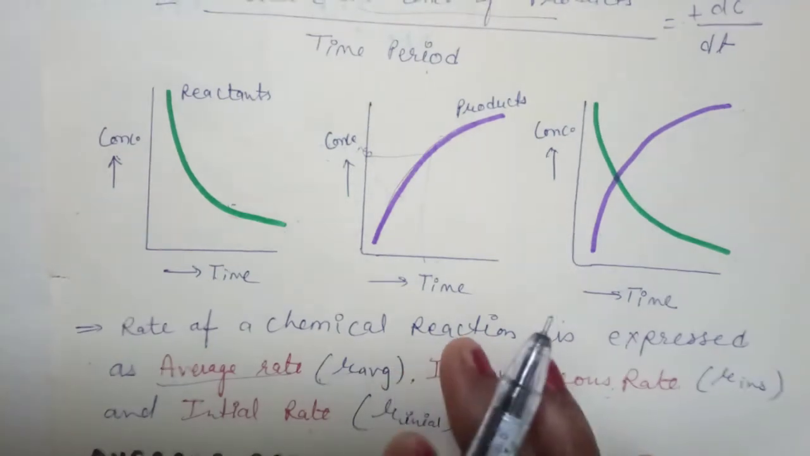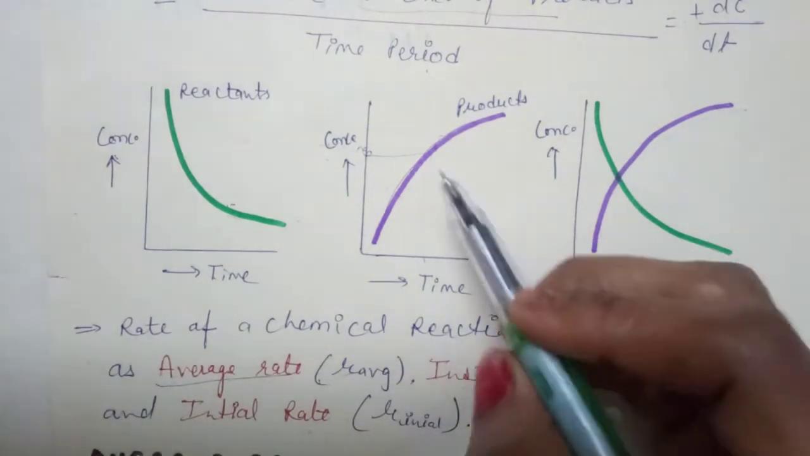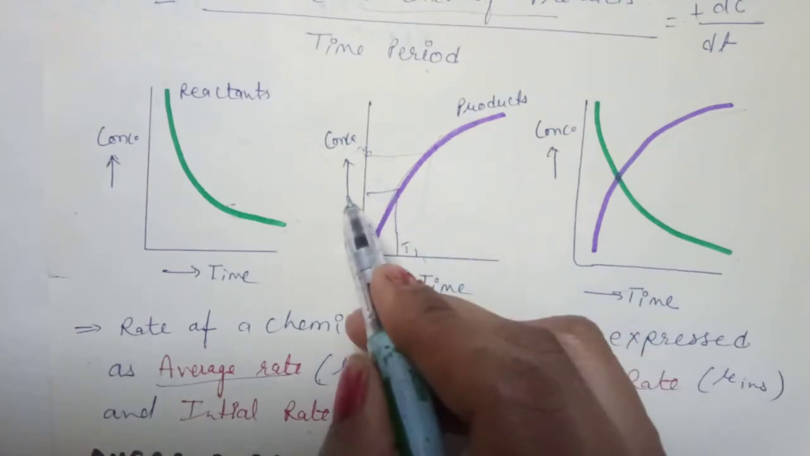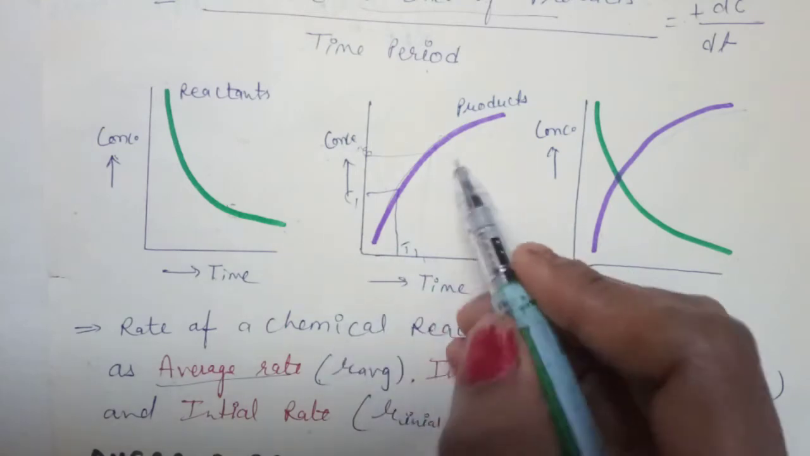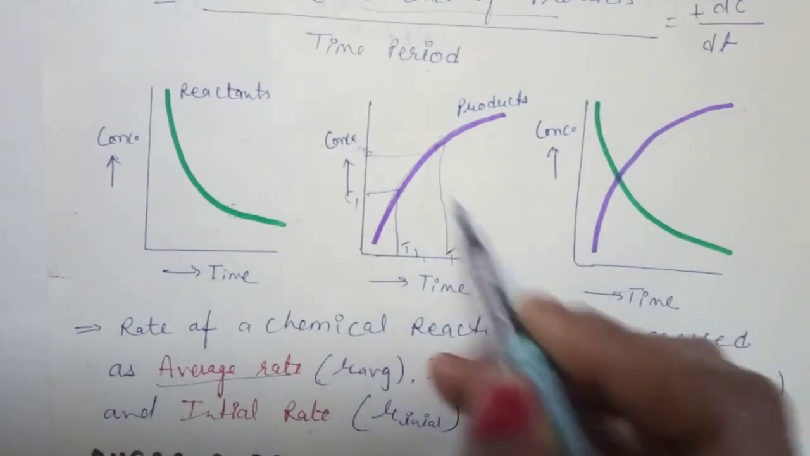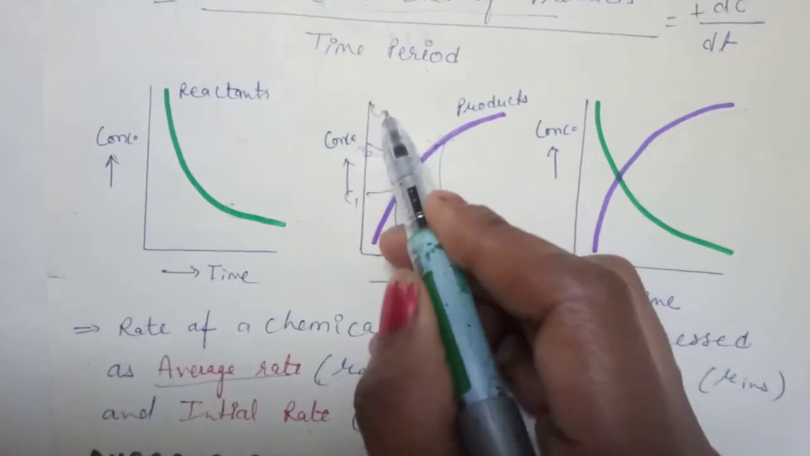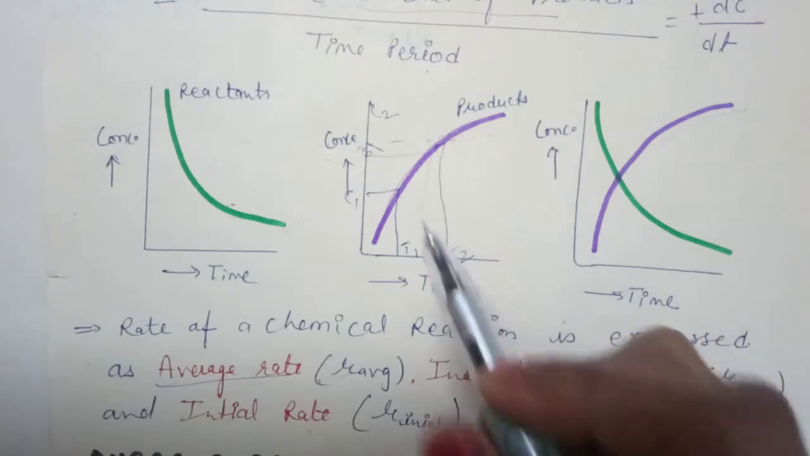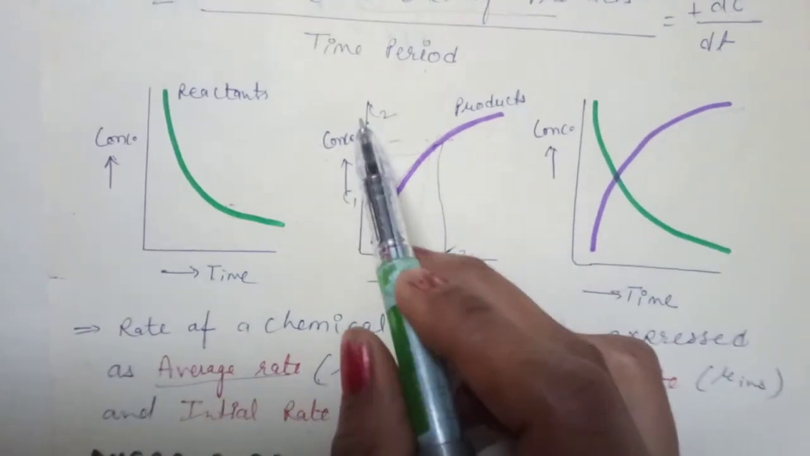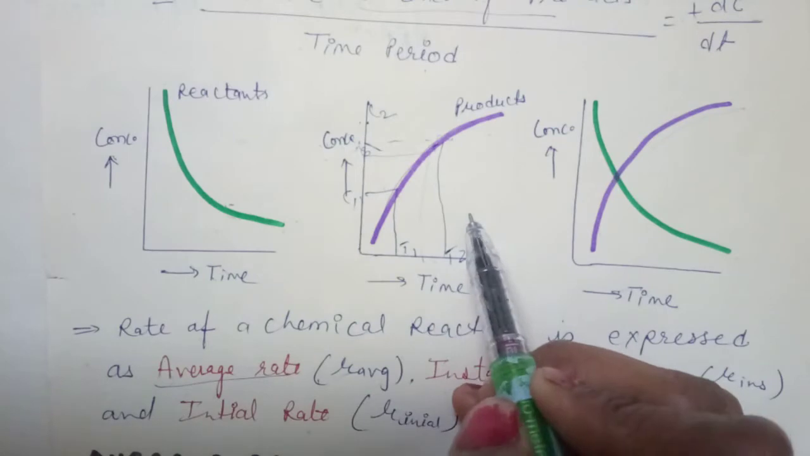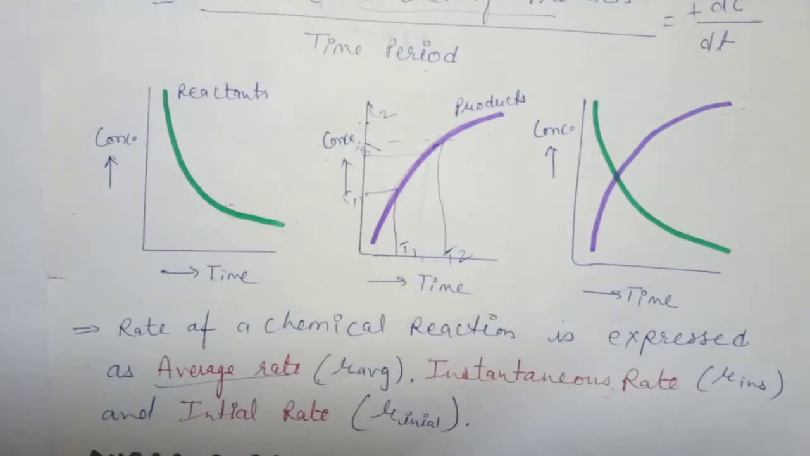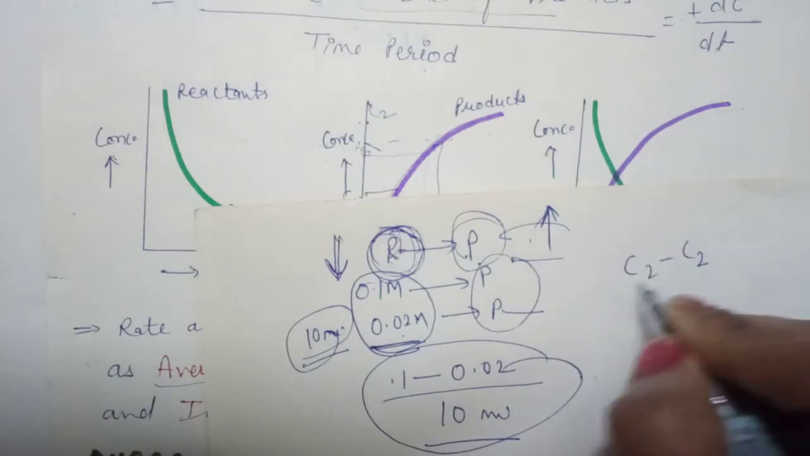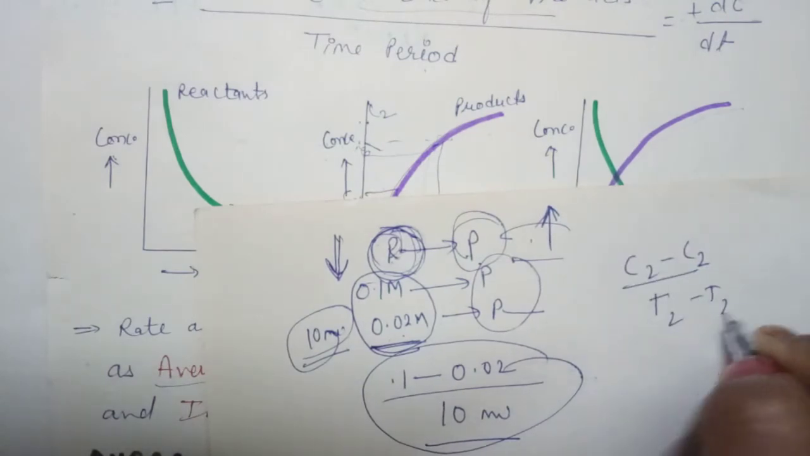What is average rate? Generally, we say that at time T1 the concentration of the product was C1, and at time T2 the concentration increased to C2. So what will be the average rate of the reaction? The change in concentration is C2 minus C1 and the time period is T2 minus T1. So the average rate will be C2 minus C1 upon T2 minus T1.